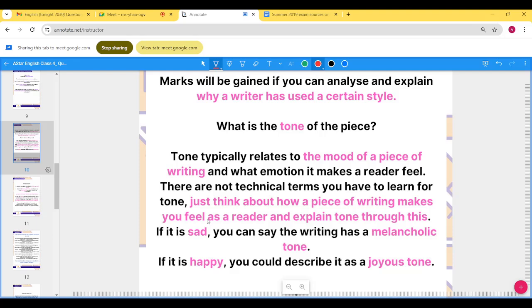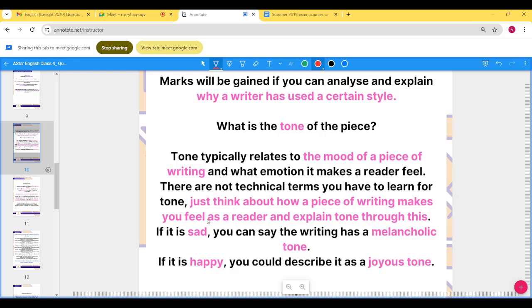The great thing about tone is there aren't really technical words you need for it. Try to talk about tone in the most sophisticated way possible, but you can really throw any adjective in front of tone. If a piece of writing is very sad, you could say it has a melancholic tone. If it's very happy, you could say it's got an upbeat tone or a joyous tone. If a writer's trying to be funny, you could say it's got a humorous tone. If it's full of questions, you could say it's got an inquisitive tone.